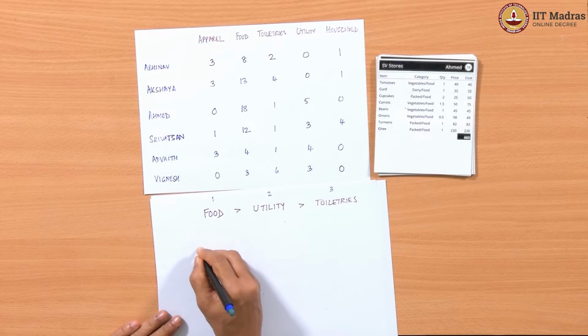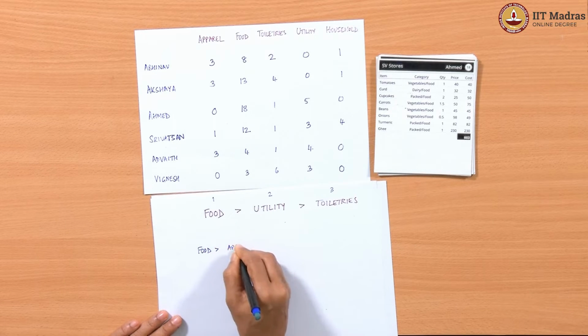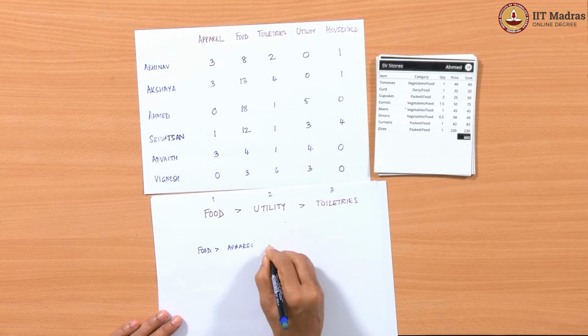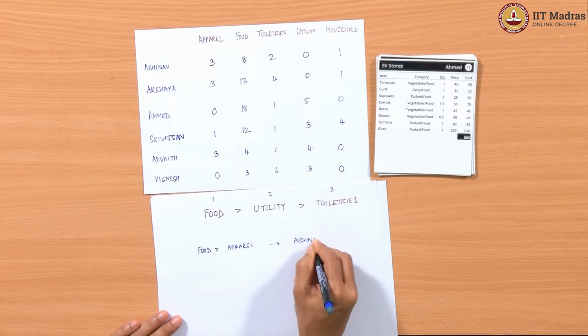We'll go with Abhinav first. He's the first guy in the list. What is his first item? Food. Second? Apparel. So if food is greater than apparel, I'm saying Abhinav. That's all, we don't need anything else. So you have a rule which says food greater than apparel, Abhinav. Let's see. If it breaks, we'll use the third item, toiletry or whatever.